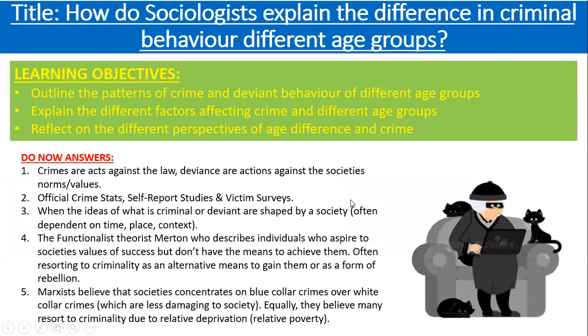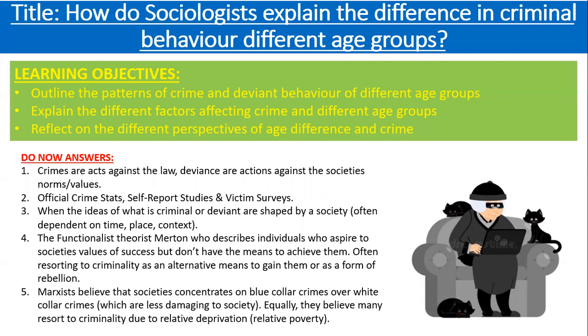Right, so for number 1, and this is the very simplistic definition of it, crimes are acts against the law. Deviancy is actions against society's norms and values. So one is formal, one is informal. So an example of that, speeding is against the law. Picking your nose is deviant. One's clearly illegal, one's just socially frowned upon.